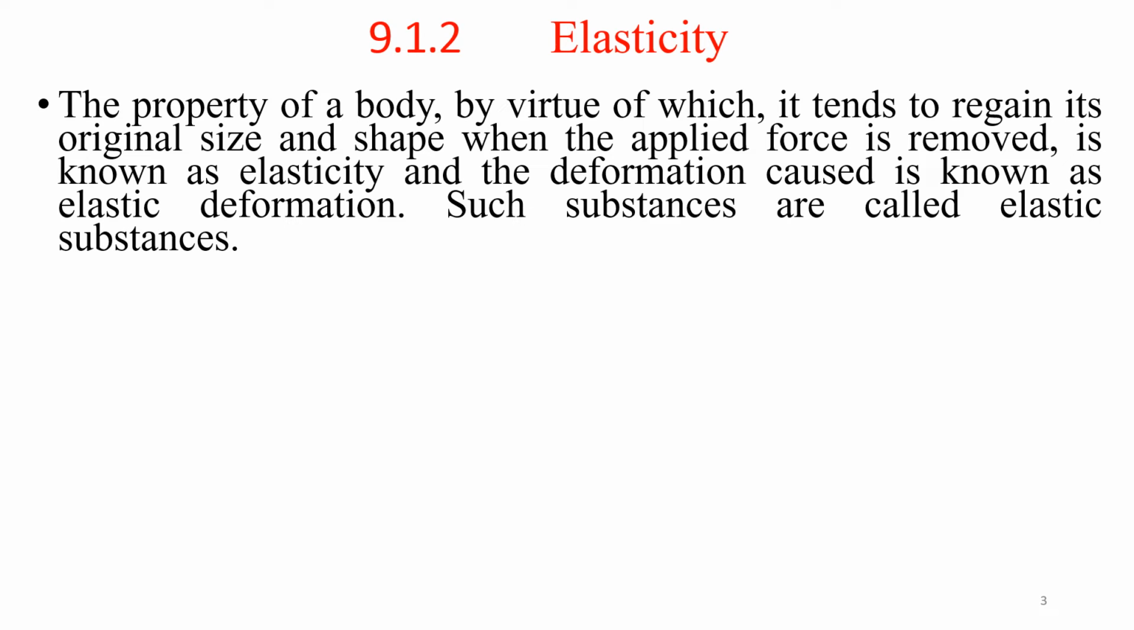Elasticity. The property of a body by virtue of which the body tends to regain its original size and shape when the applied force is removed is known as elasticity, and the deformation caused is known as the elastic deformation. Such substances are called elastic substances. That means, when we apply a force to a body, it changes in shape and size. But when the force is removed, it regains its original shape. Hence, such substances are called elastic substances.